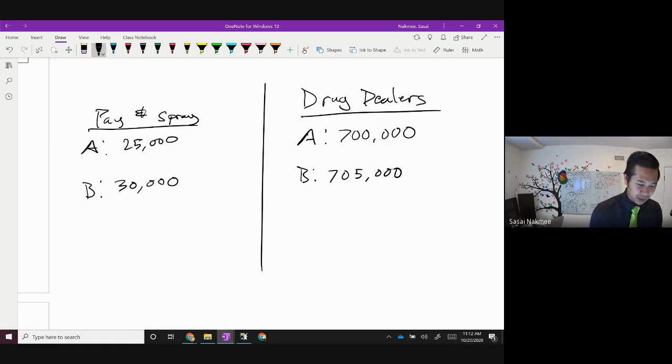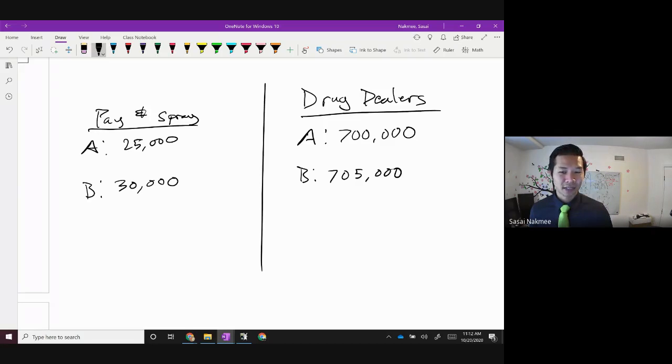Now this has the same range, right? This is still a range of 5,000. But when you look at this value for the drug dealers, is $5,000 a lot? It's small now, right, Oscar? Right? It's small. But Calvin's saying 5K is still 5K. And you're right. It's still 5K.